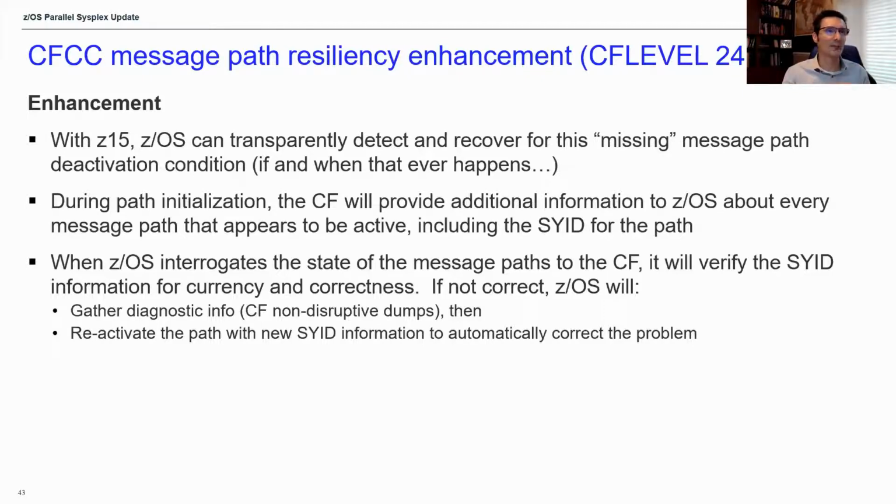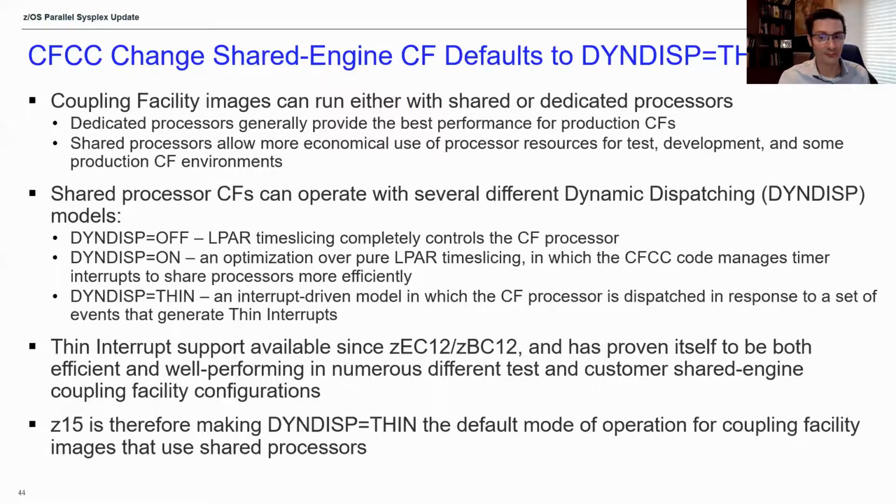z/OS, when it comes up, is going to make sure that everything is correct. And if it's not correct, it's going to take a non-disruptive dump on the CF about why this thing wasn't cleared out. And it's then going to reactivate the paths. So no matter what, you're going to always have all your paths between the coupling facility and z/OS activated and restored. Again, nothing you have to do to enable it, just a resiliency, availability improvement with a coupling facility.